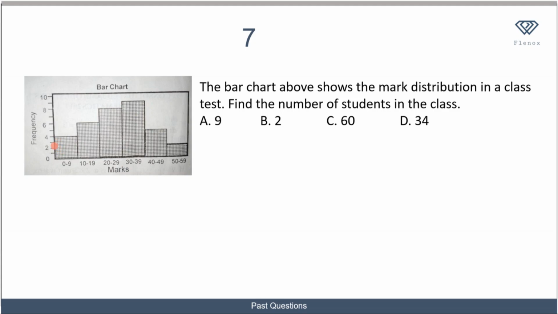How many students scored between 0 and 9? 4 students, so our frequency is 4. Between 10 and 19, we have 6 students. Between 20 and 29, we have 8 students. 30 to 39, we have 9 students. 40 to 49, we have 5 students. And 50 to 59, we have 2 students. When you sum these together, it gives the total number of students, which is 34. So the total number of students in this class is 34, and the correct option is option D.